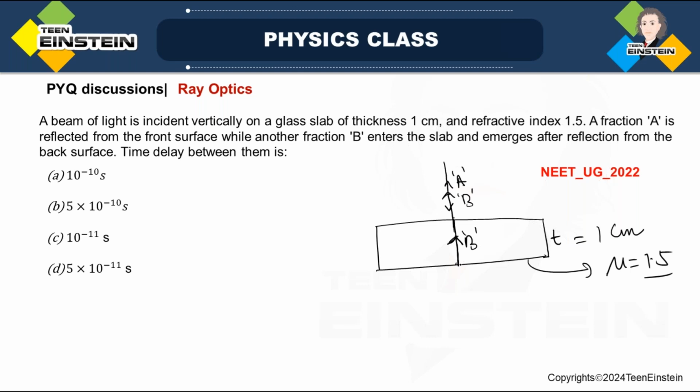the other one has gone in all the way up to the bottom face of the slab, and then it will refract 3 times, once here, once here, and then last time here, and then come out. So there will be obviously a time delay. You have to find out the time delay in seconds, and there are options like this.